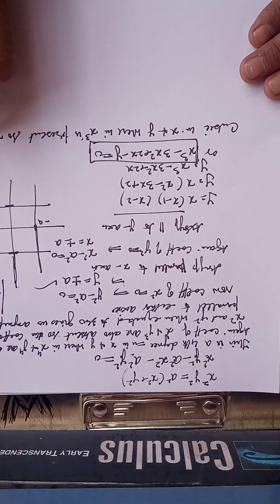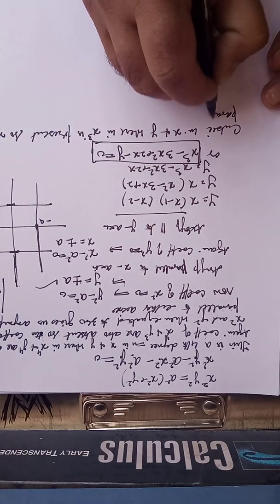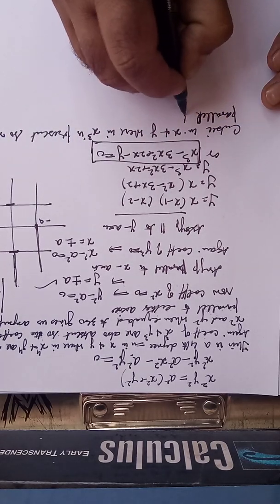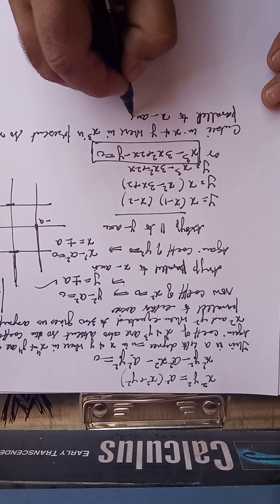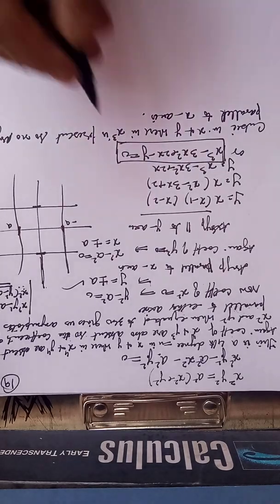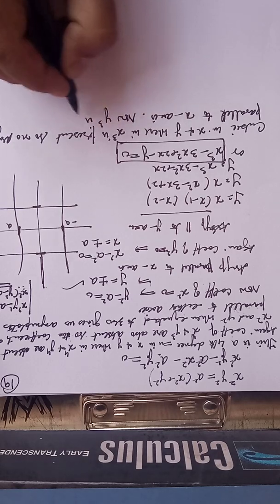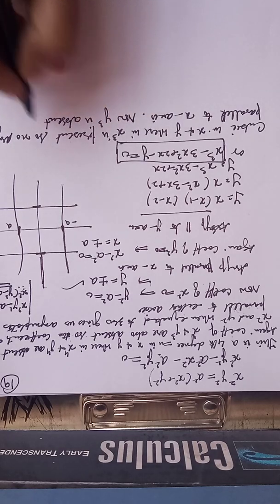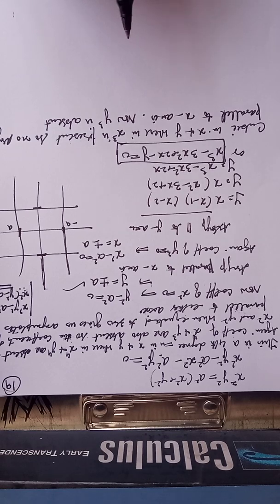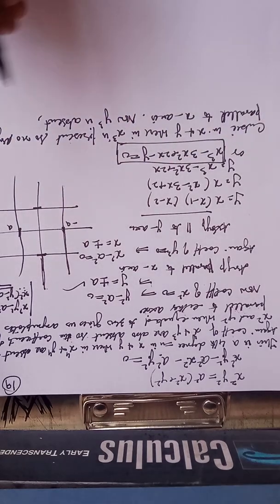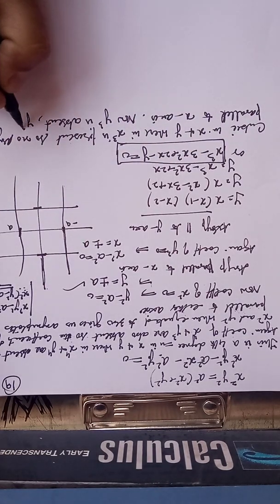So no asymptote parallel to x-axis. This is the rule. Now, y cube is absent. So I have to go to the coefficient of y square. But y square is also absent. Y cube is absent. Y square is also absent.